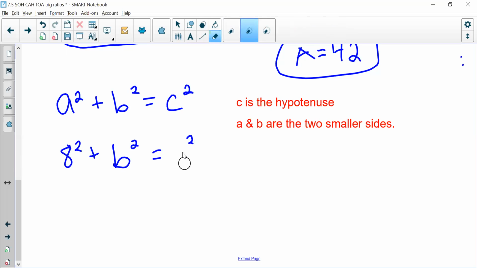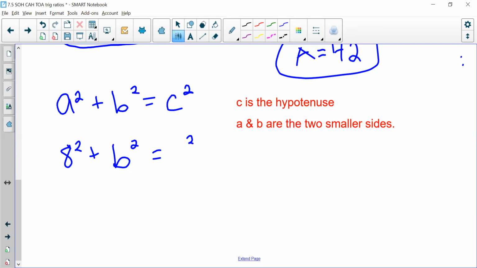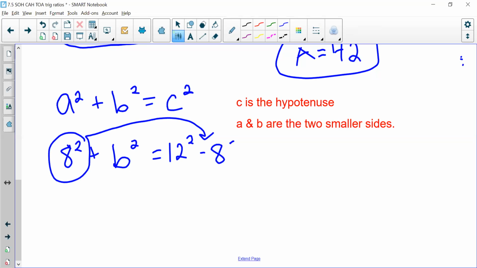I'm trying to solve for b. How is it attached? Addition. So what's the opposite of addition? Subtraction. Perfect. So I'm going to subtract that over here. And on your calculators, I want you guys to do 12 squared, take away 8 squared.